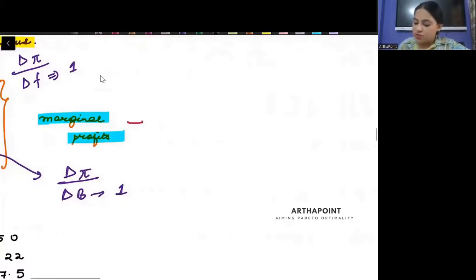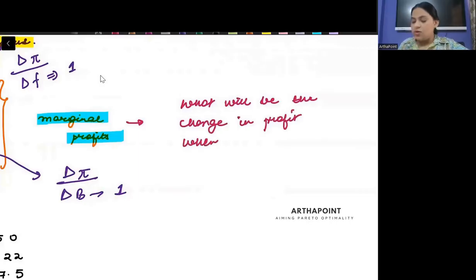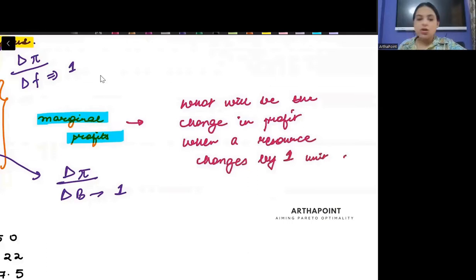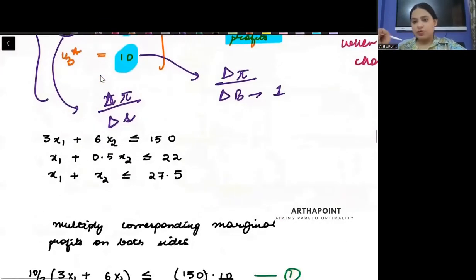So what is marginal profit telling us? Marginal profit tells us what will be the change in profit when a resource changes by 1 unit, whether it is flour, sugar, or butter. When we change a resource by 1 unit, how much will my profit change? That beta is called the marginal profit.